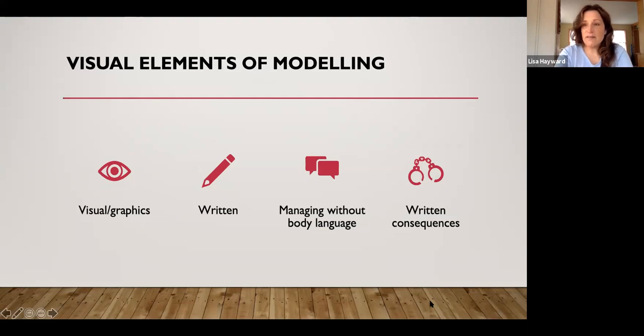The way you do this in a virtual classroom, where you don't have body language to aid you, is through the use of visual graphics. Written explanations, written rules, written guidelines, and written consequences. You're going to find in the online environment that everything is print-based or visual graphic-based.